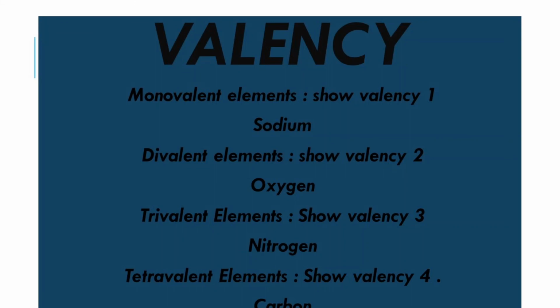Similarly, elements showing the valency 2 are called divalent elements. Elements showing the valency 3 are called trivalent, and the elements showing the valency 4 are called tetravalent elements. And there are certain elements which show more than one valency state, so they are said to have variable valency.